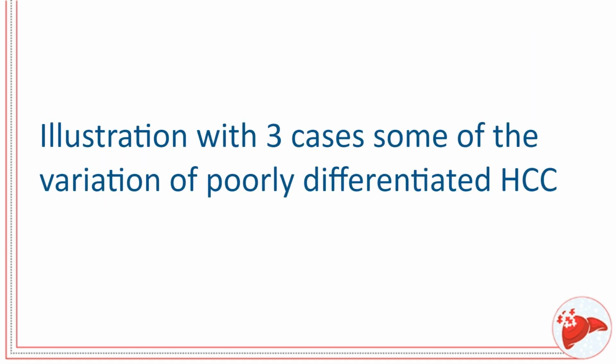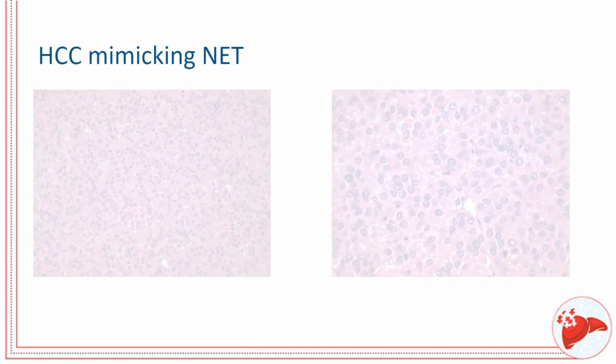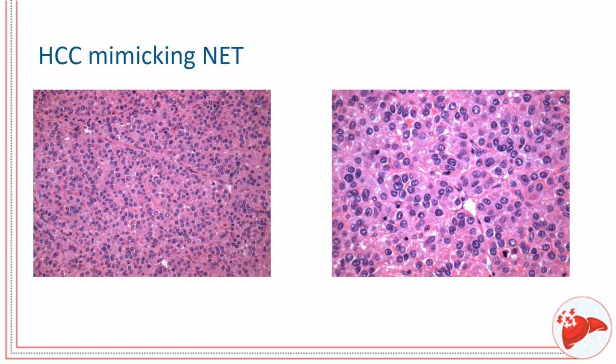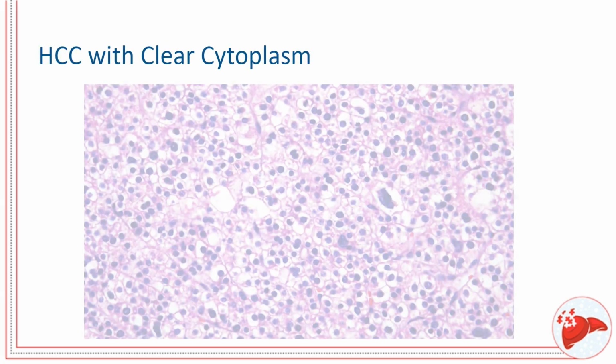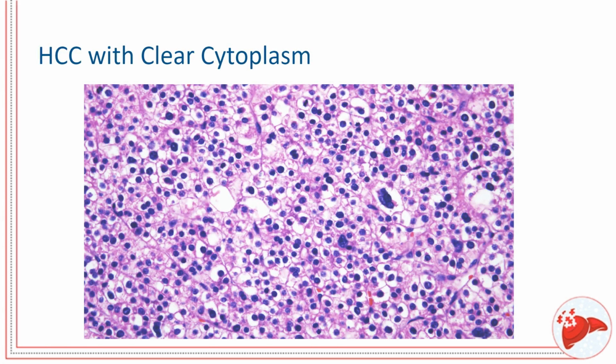So I'll illustrate with 3 cases that I think are really helpful, some variation of poorly differentiated hepatocellular carcinoma as interpreted by expert pathologists in our practice. Here's an example. This was a hepatocellular carcinoma, somewhat mimicking a well-differentiated neuroendocrine tumor because of the nested pattern of growth to it. But this was a case that was interpreted as being poorly differentiated or moderate to poorly differentiated. Here's another case interpreted as poorly differentiated.